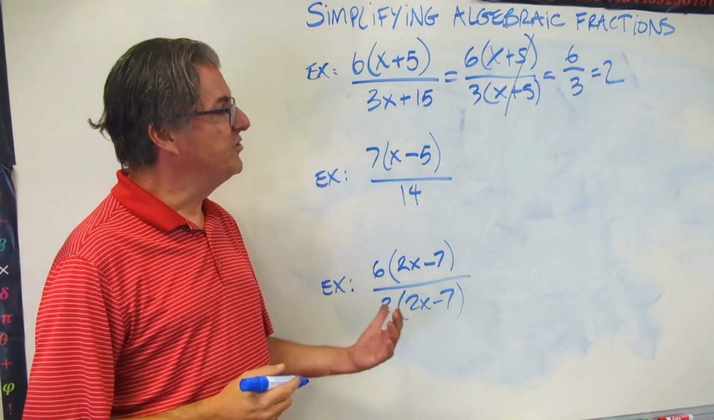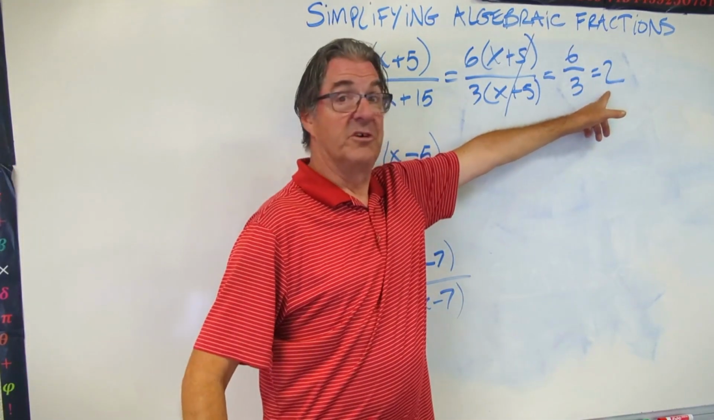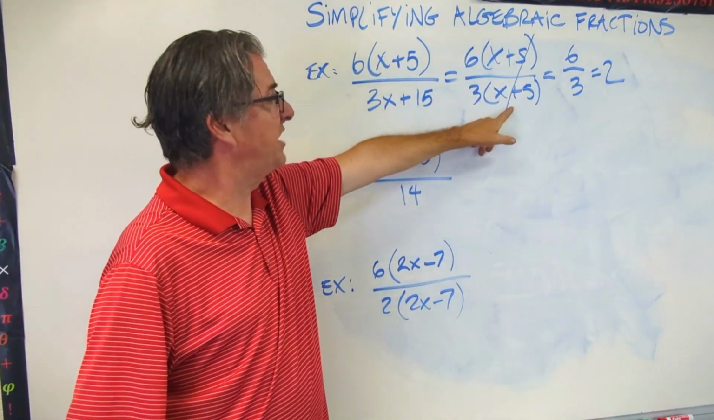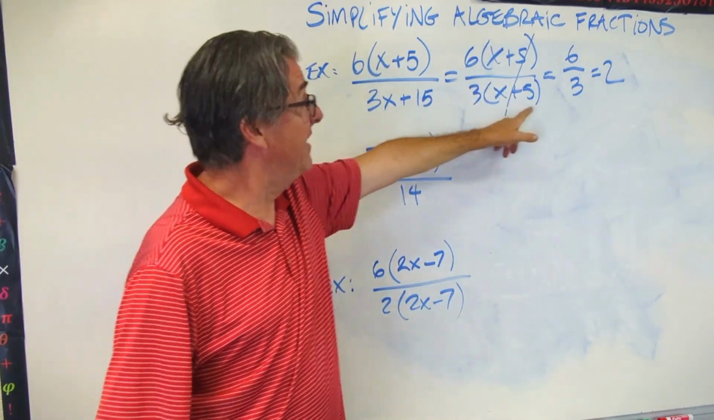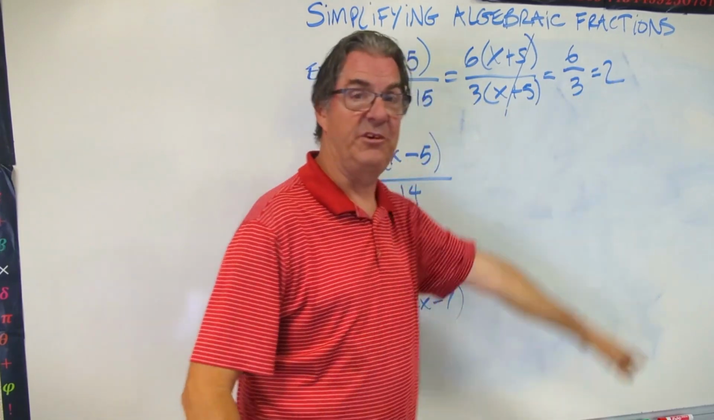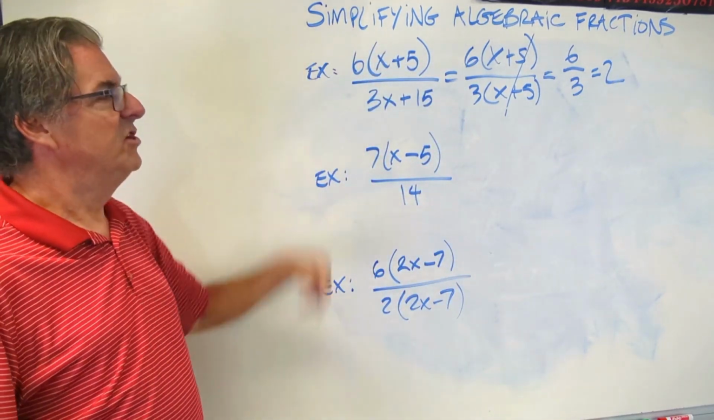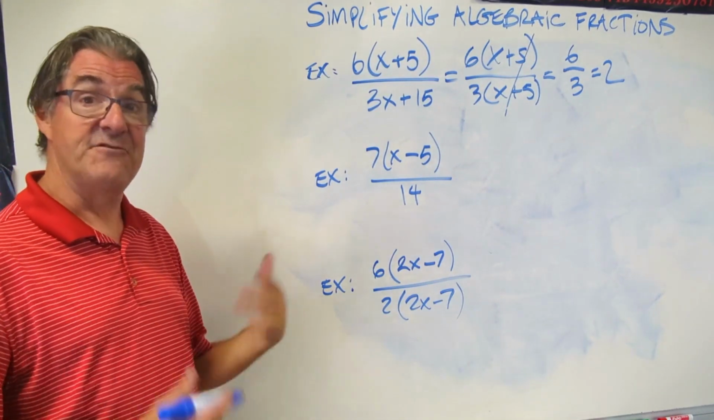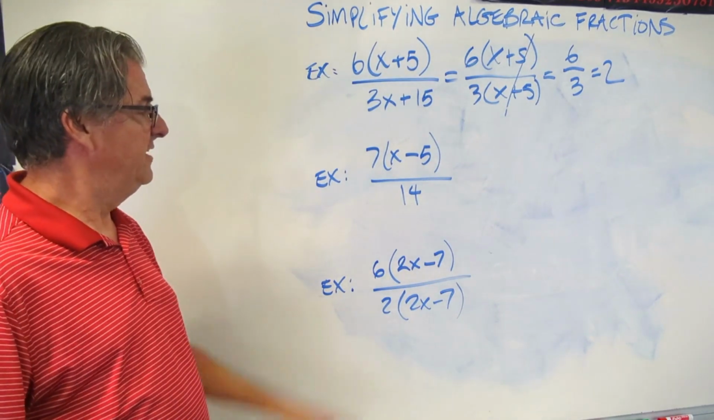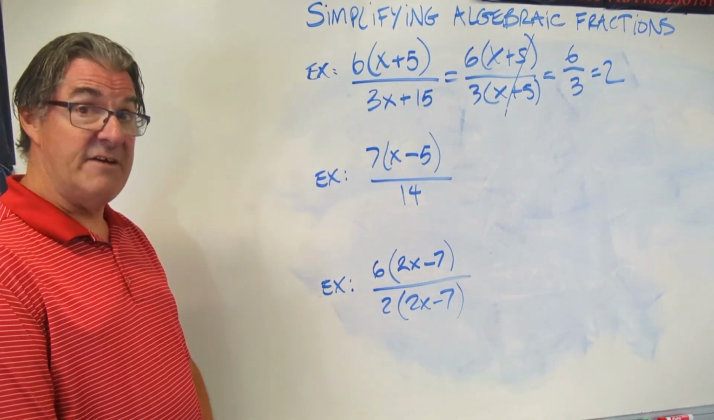This one reduces down to 2, and here's how. My x plus 5s cancel out. They go away. I have 6 over 3, which is 2. Pretty neat. Who'd have thought that this complicated expression would reduce down to 2 and have no x's in it? Okay, pause video and try that one.